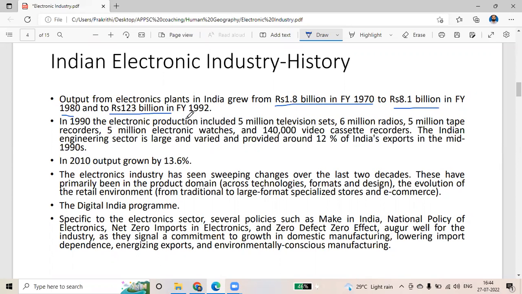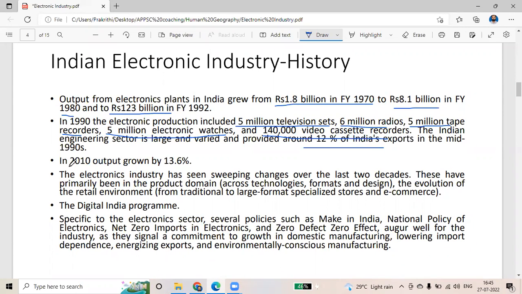In the 1990s, the electronic production included 5 million sets of televisions, 6 million sets of radio, 5 million tape recorders, then 5 million electronic watches, 1,40,000 video cassette recorders. The Indian electronics sector is large, and so उसी time से we have growth of 12%, उतना ज्यादा export में 12% का growth export में हो गया, because we have this much production during the 1990s, and this 12% has increased.